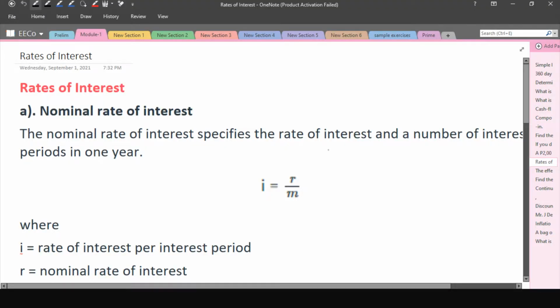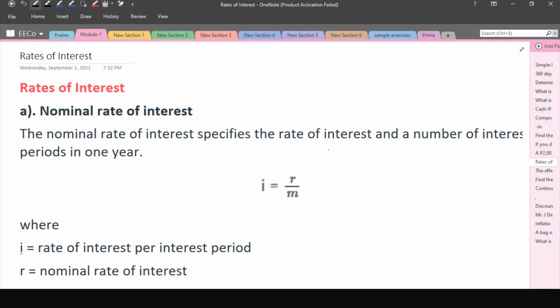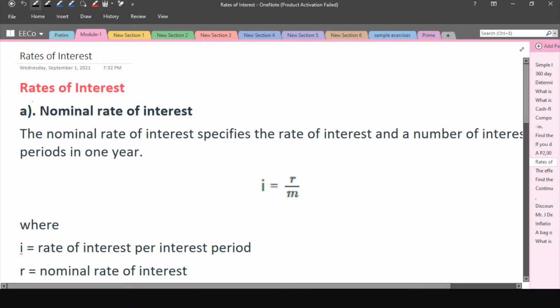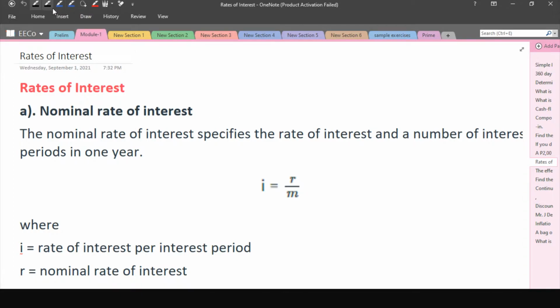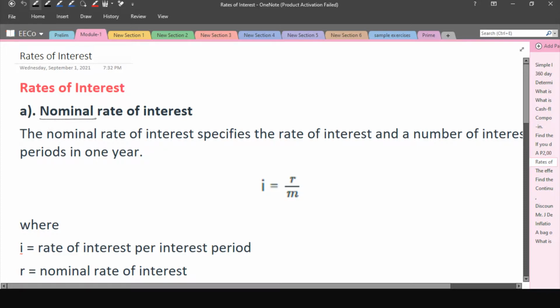Okay, so today, let us continue our discussion about the rates of interest. Tapos more problems tayo about continuous compounding and then discount. So, nominal rate of interest. So, what is a nominal rate of interest? Nominal na sinasabi. Nominal.